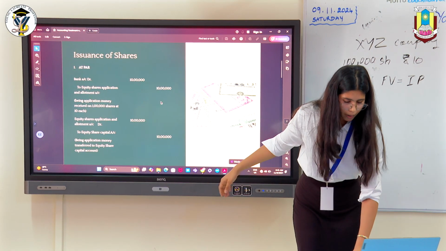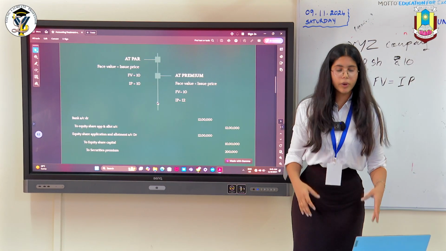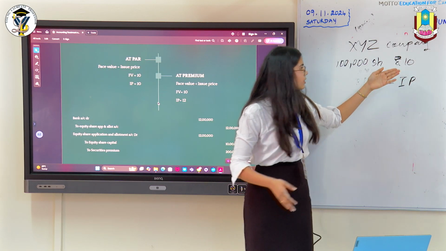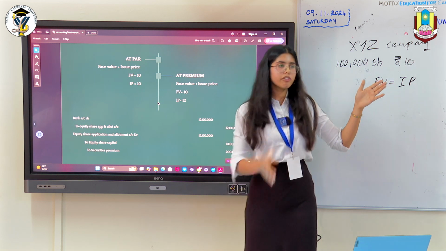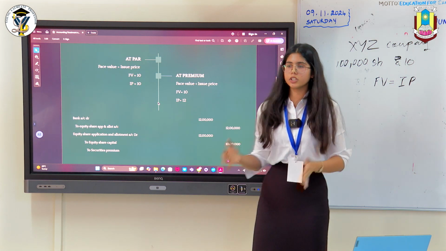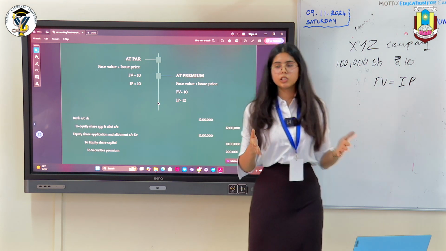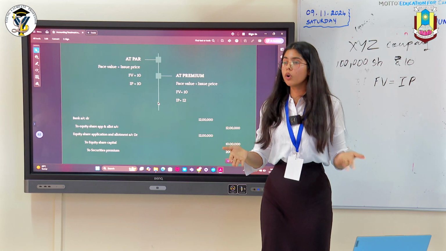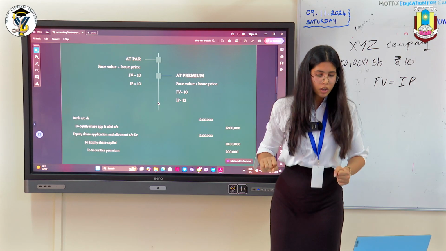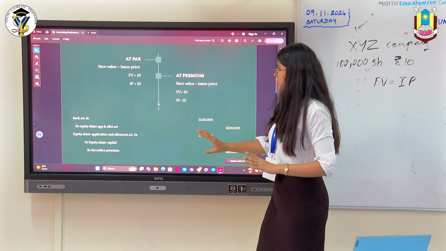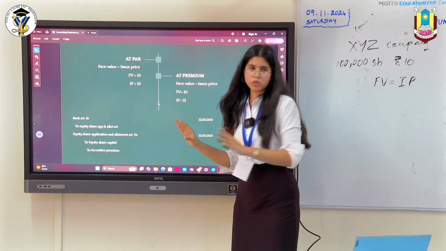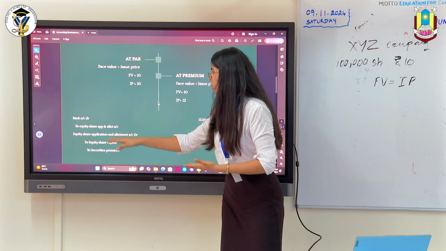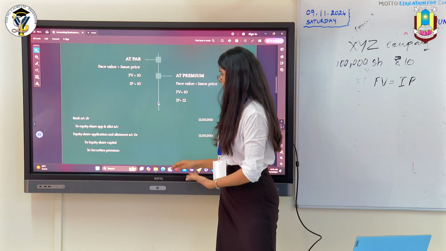This was at par. Now when you're issuing the same thing at premium, say you're issuing this at 12 rupees. Your face value is 10 rupees, but you're issuing it at 12, so you're paying 2 rupees extra. What is that 2 rupees extra for? It's not for fun, right? It goes towards securities premium. So the only difference here will be the amount, because obviously you're paying more, and in the transfer entry, you have to credit securities premium.